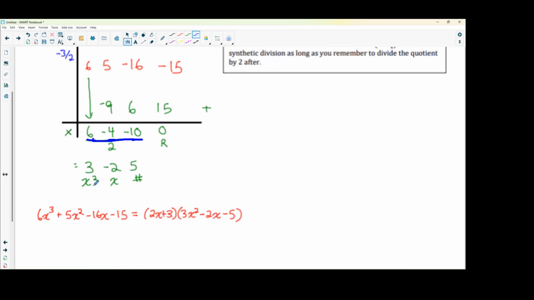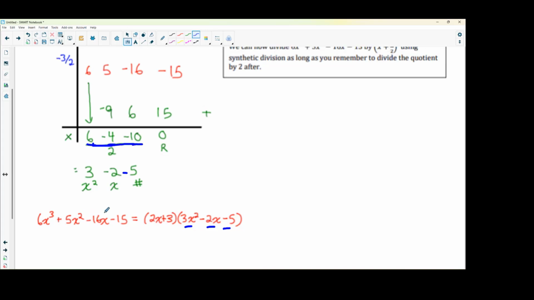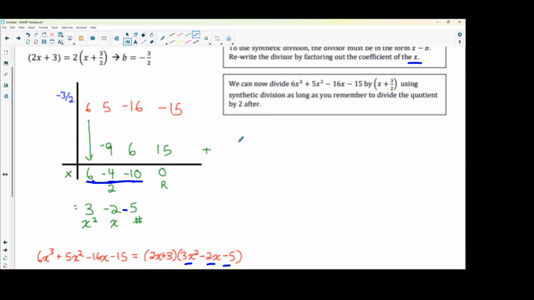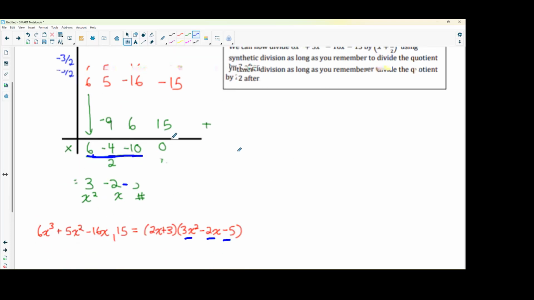So our actual coefficients are 3x squared minus 2x minus 5. Oh, a mistake there. That -10 divided by 2 is actually -5. So apologies for that. And then you rewrite it in one of the forms. 2x plus 3 was one of the factors that we're dividing by. We have a remainder of 0. So both are factors. That's the answer.